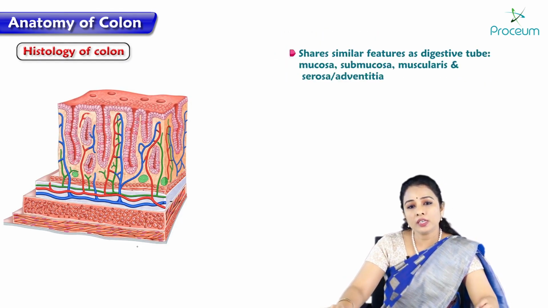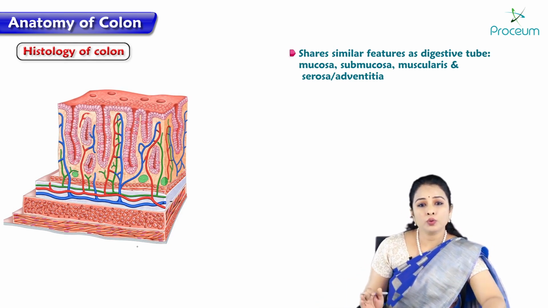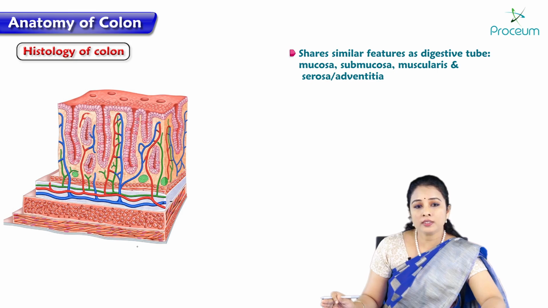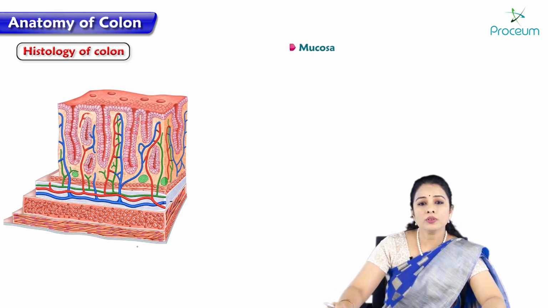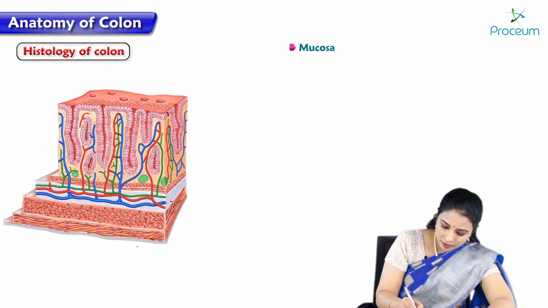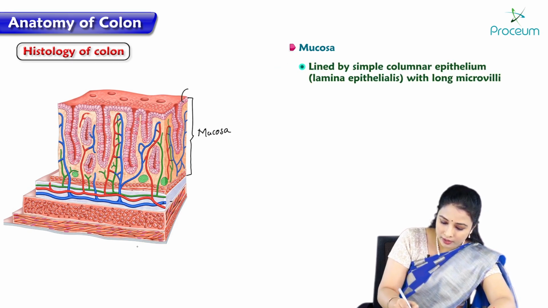Histology of colon. Histology of colon shares similar features as the digestive tube, where it contains mucosa, submucosa and muscularis along with serosa and adventitia. So, the mucosa is lined by simple columnar epithelium. So, from here to here is the mucosal layer. So, it is lined by simple columnar epithelium.